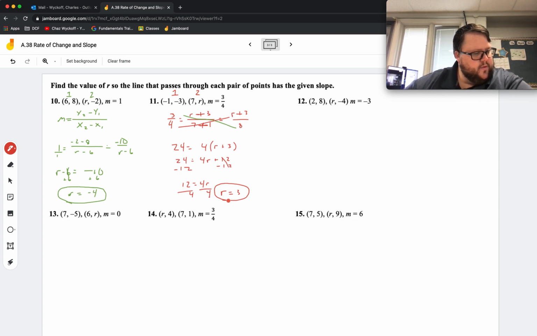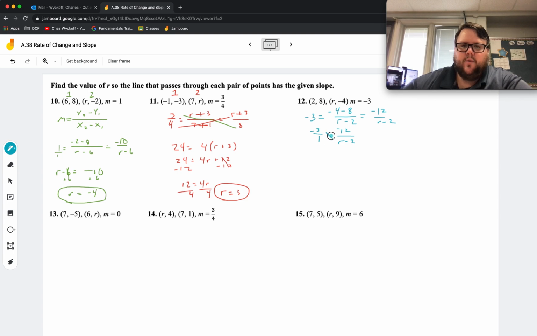Let's see. We will do last one. We'll do number 12 together, and then I'll let you guys do the last ones on your own. Slope negative 3 equals y2 is negative 4 minus y1 is 8 over x2 is r minus x1 is 2. So that equals negative 12 over r minus 2. So we have negative 3, and I'm going to put an over 1 equals negative 12 over r minus 2.